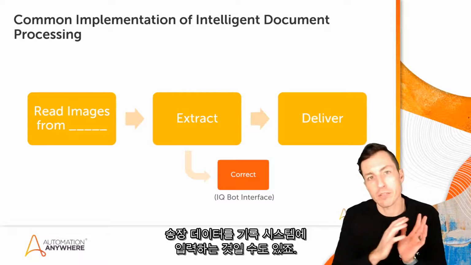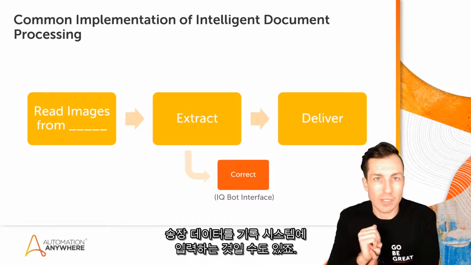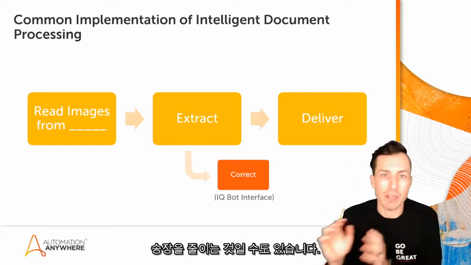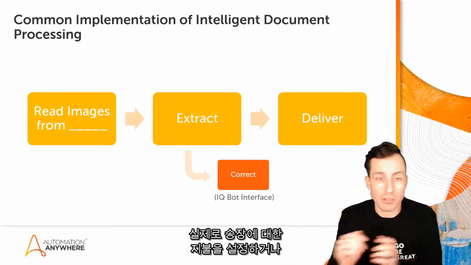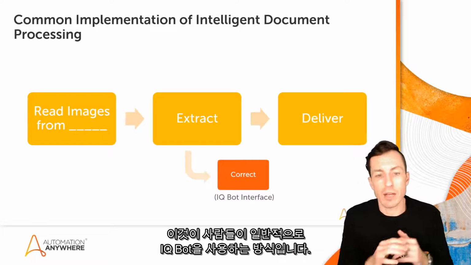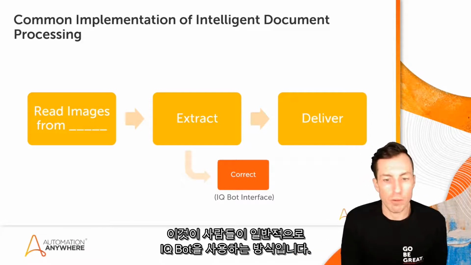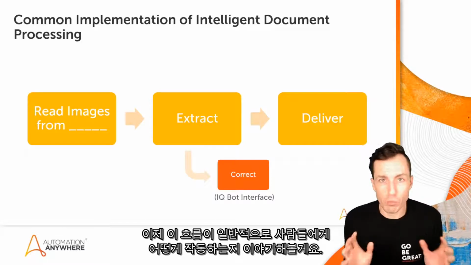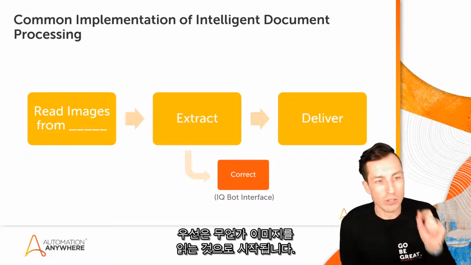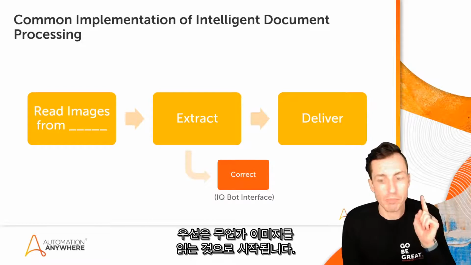I'm going to extract all that data, and then use it to take some kind of action. Maybe that's entering that invoice data into a system of record. Maybe that's saving out the invoice. Maybe that's actually setting up payment for the invoice, or at least setting up approval for that. So that's generally how people are using IQBot. Now, I want to talk about how this flow generally works for most people. And it starts with reading the images from something, right?